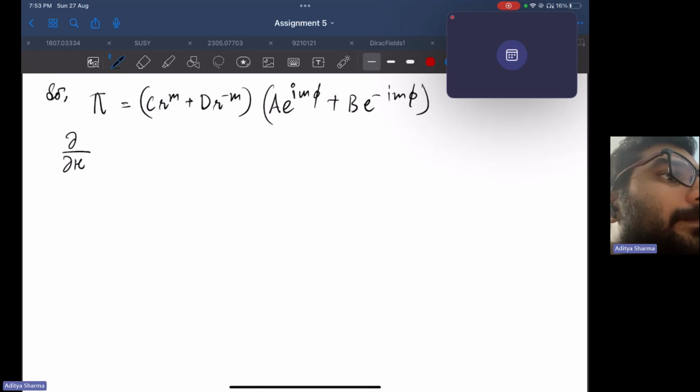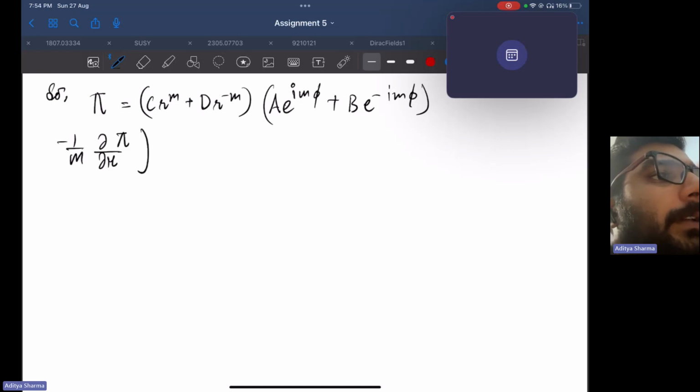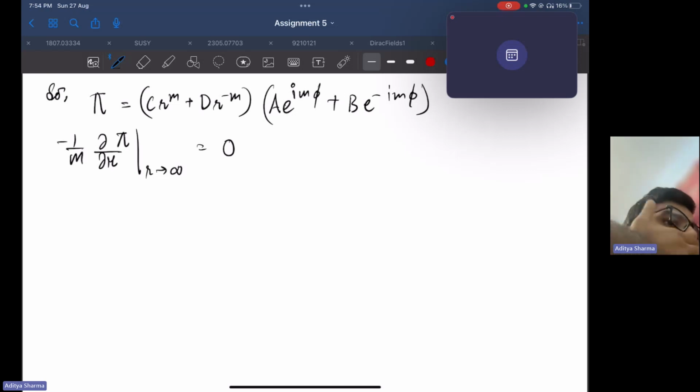So the velocity, del r of phi, this will give you velocity, minus 1 by m del r phi at r tending to infinity should be equal to 0. This will already tell you that the function should be decaying in r.